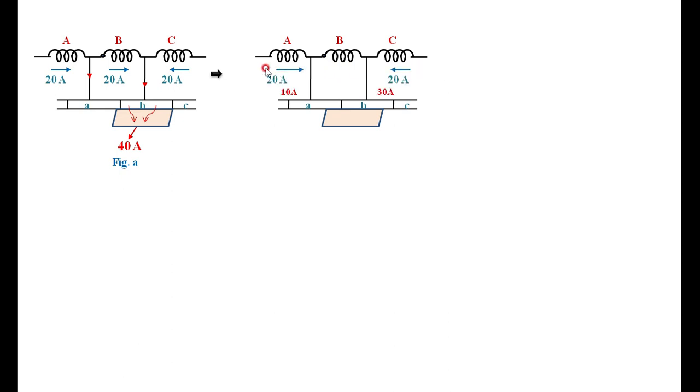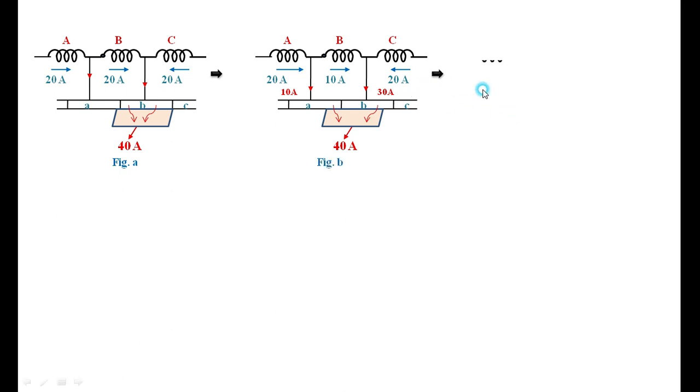Now A has some path through commutator segment A and also through B. The total current path is as follows: out of 20 amperes, 10 amperes will take a path through commutator segment A and the brush, and the remaining 10 amperes has to flow through coil B and be collected by commutator segment B. The total current is 40 amperes. We can see that when the brush starts coming in contact with A, the current in coil B goes on decreasing.